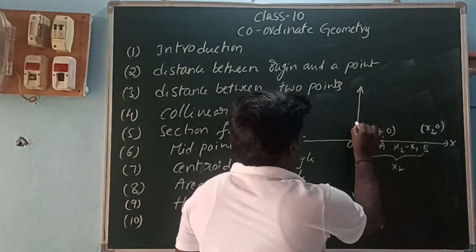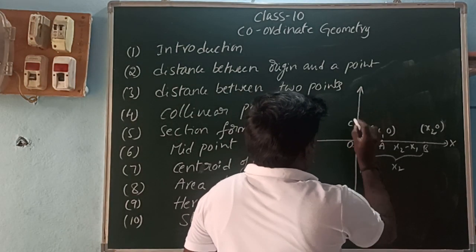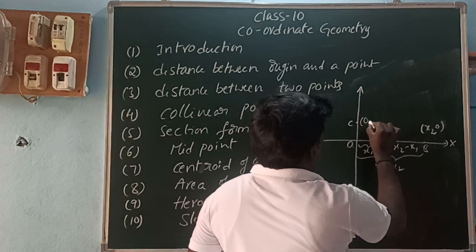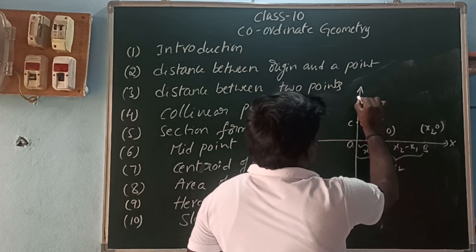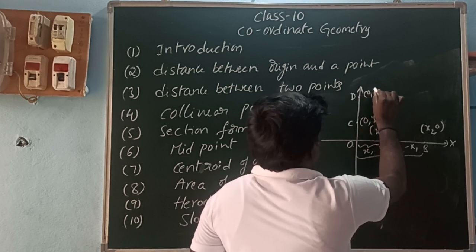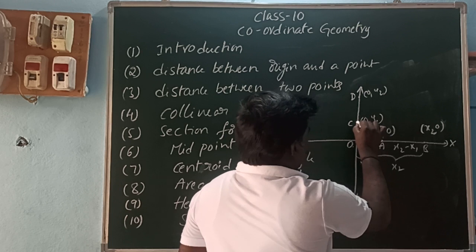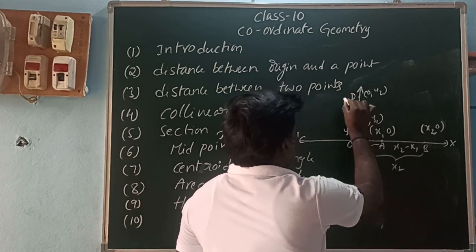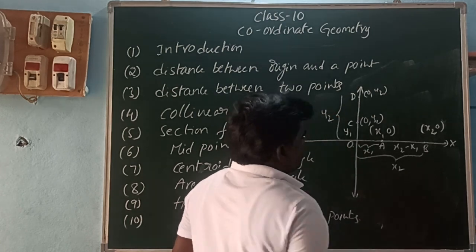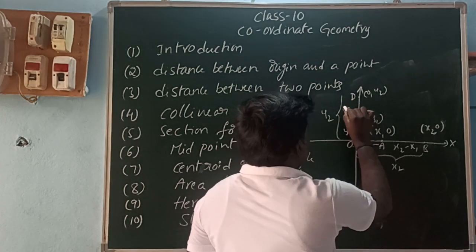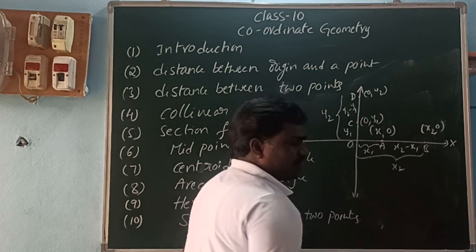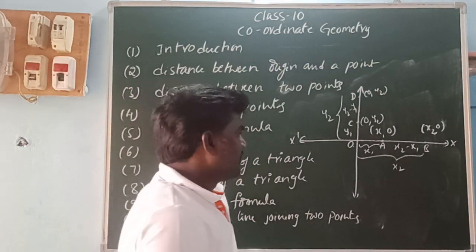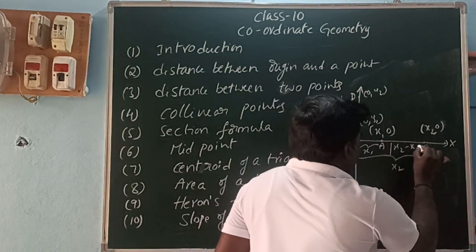Same here. C, that is 0 comma y1. Next it is D, 0 comma y2. From origin to C, its distance is y1. From origin to D, its distance is y2. So the distance between these 2 points is y2 minus y1. So here, what is that?